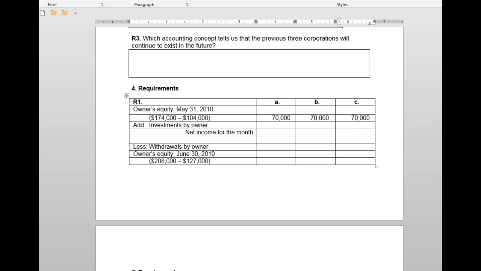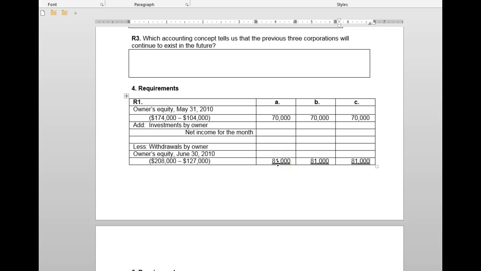That's our beginning inventory. Now, let's come down here and figure out our ending inventory, which is 208,000 minus 127. Again, assets minus liabilities. This comes up to 81,000. And we're going to pop those in all across the board. And the next, this is the fun part. We have to figure out how that $70,000 got to 81,000.